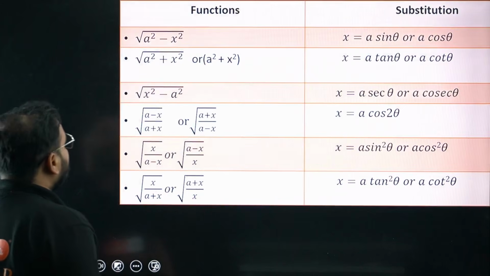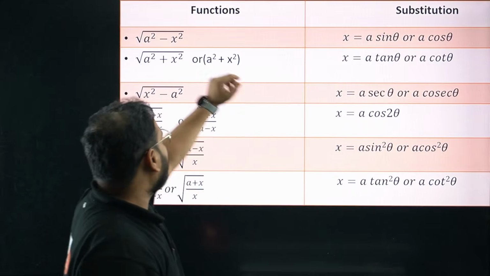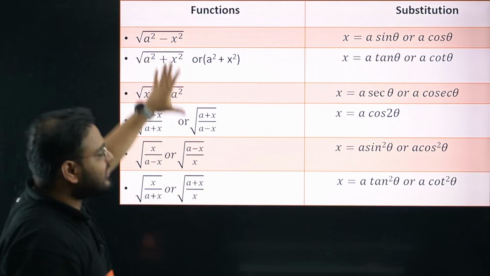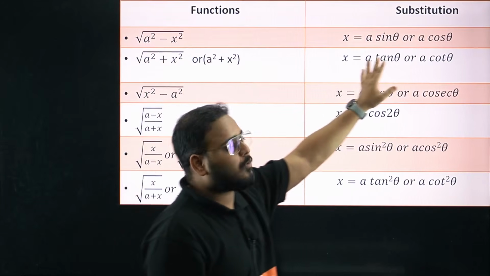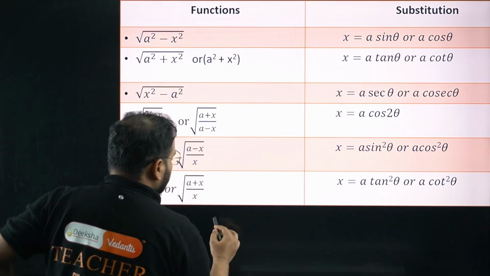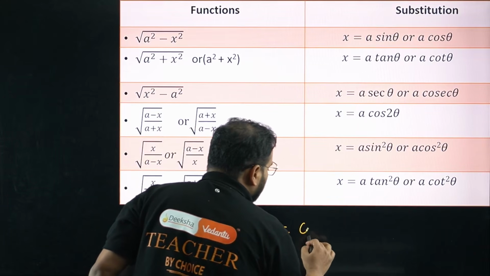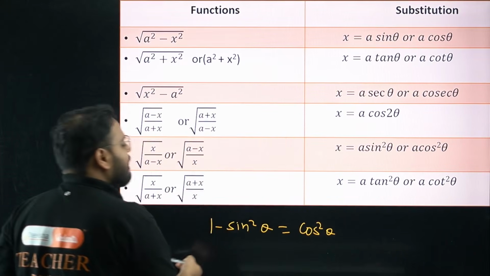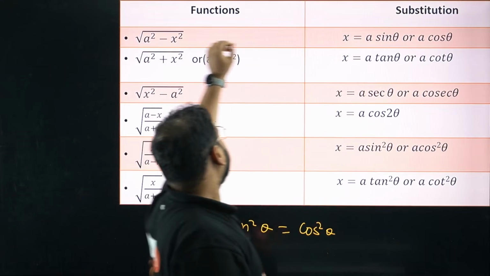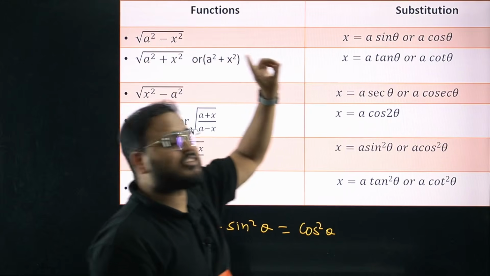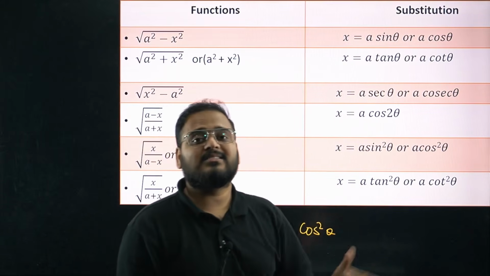So I have taken some more standard substitutions. Whenever you have these types of forms in the functions, such as a square minus x square, use sine theta and cos theta. Why? Because this formula will hold true: 1 minus sine square will become cos square, and vice versa, 1 minus cos square will become sine square. So please make use of that. Whenever you have this type of form available in the integration, try to use x as a sin theta or a cos theta if it is not easily integratable.